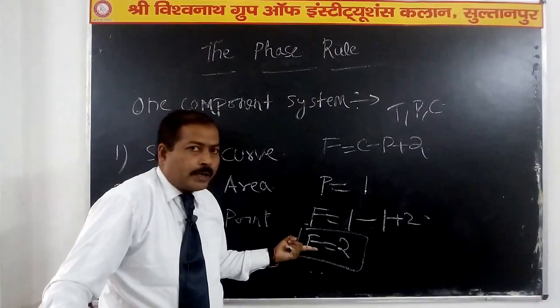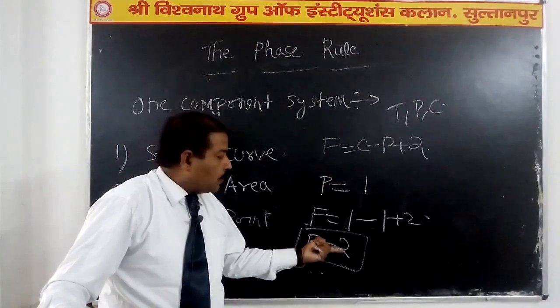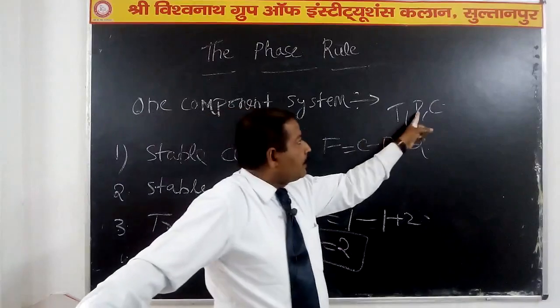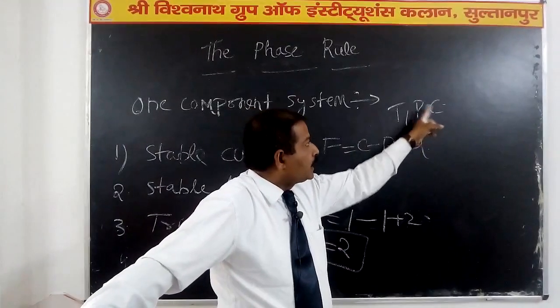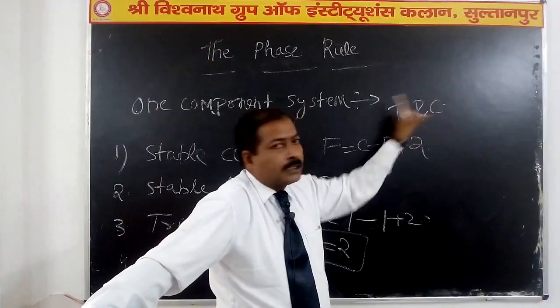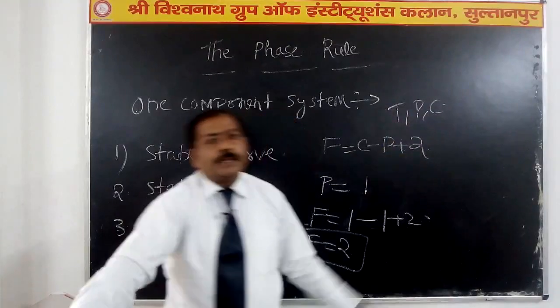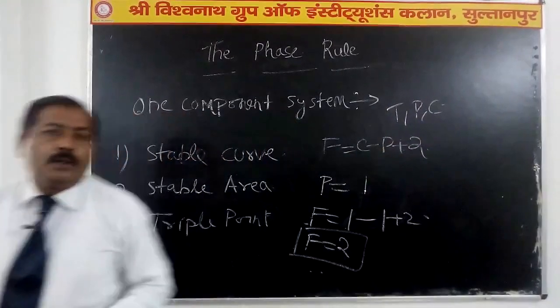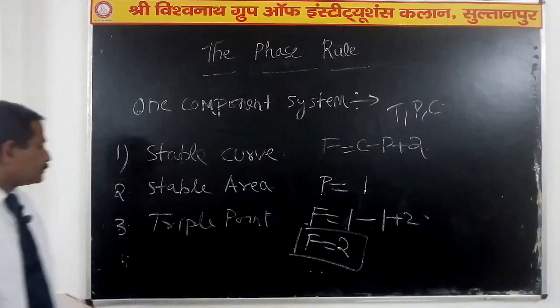Because the degree of freedom has the value 2, it may be temperature and pressure, pressure and concentration, or concentration and temperature. With the help of this, we can describe the phase behavior of the stable areas.